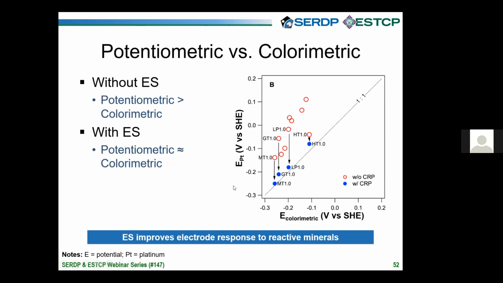If the two approaches produce consistent results, you would expect that the points fall onto this one-to-one diagonal line. So you can see for all the blue dots, they are showing more negative reduction potential than the open red symbols. And also they're falling much closer to this one-to-one diagonal line. This definitely suggests that Electron Shuttle improves electrode response to the reactive minerals.